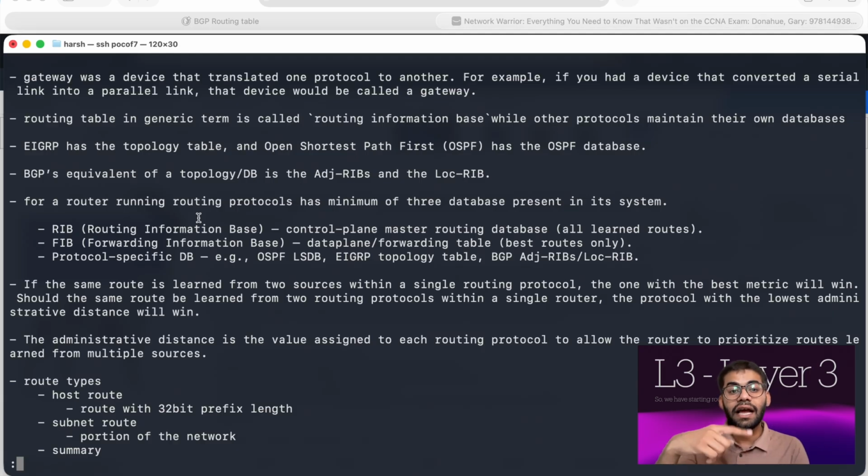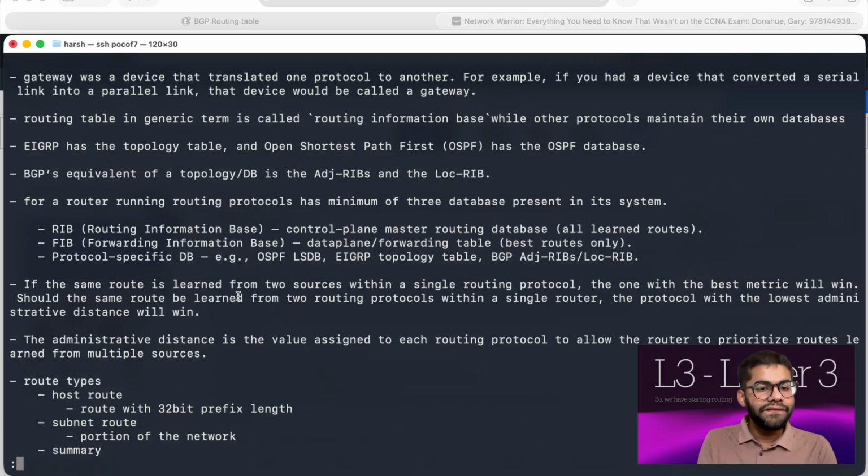It's not the generic RIB that we have just studied that a router also maintains. Finally, Loc-RIB, which stands for local routing information base. So BGP maintains two variants of the table, while EIGRP and OSPF maintain one table each, called the topology table and the OSPF database respectively. So a router running routing protocols has a minimum of three databases present. Now we are studying the hierarchy of the databases.